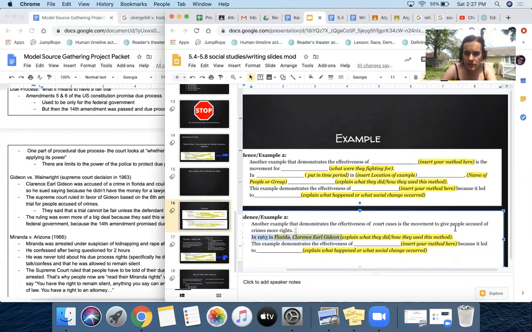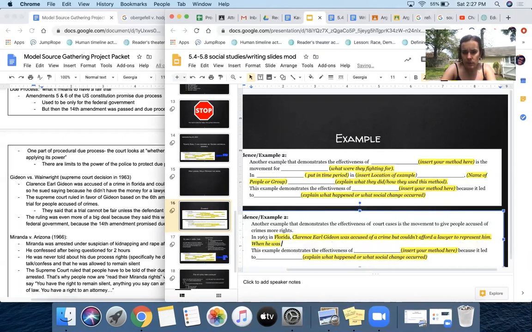Explain what they did and how they used the method. So what happened to him? He was accused of a crime, but couldn't afford a lawyer to represent him. When he was sent to jail, he sued, saying that it was not a fair trial because he couldn't afford a lawyer.